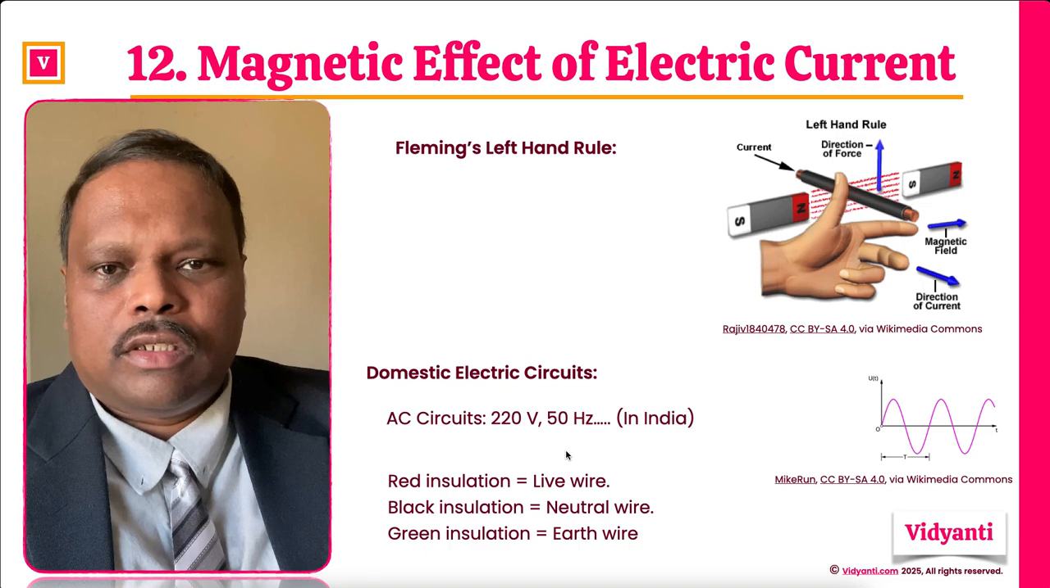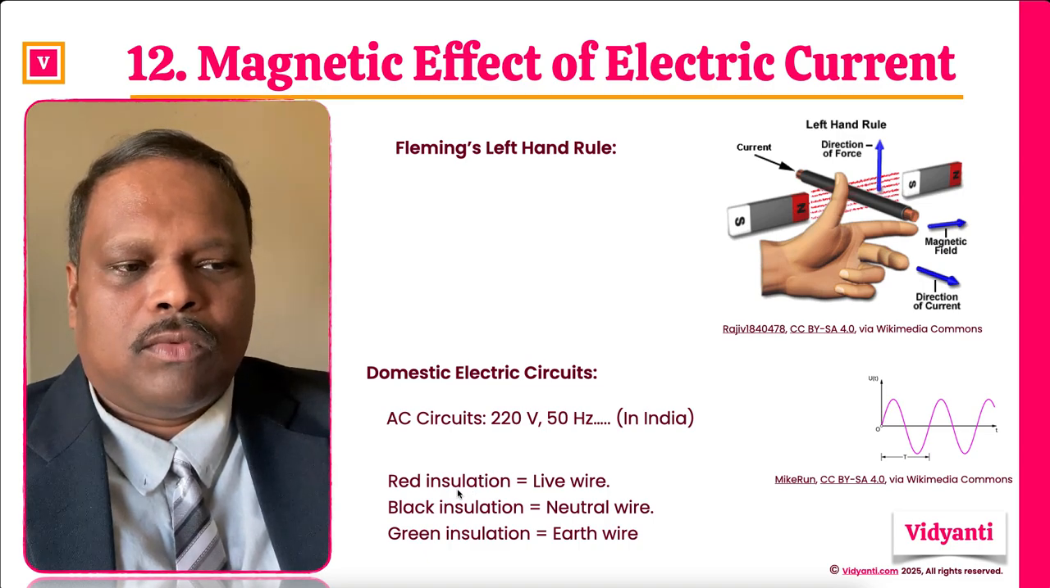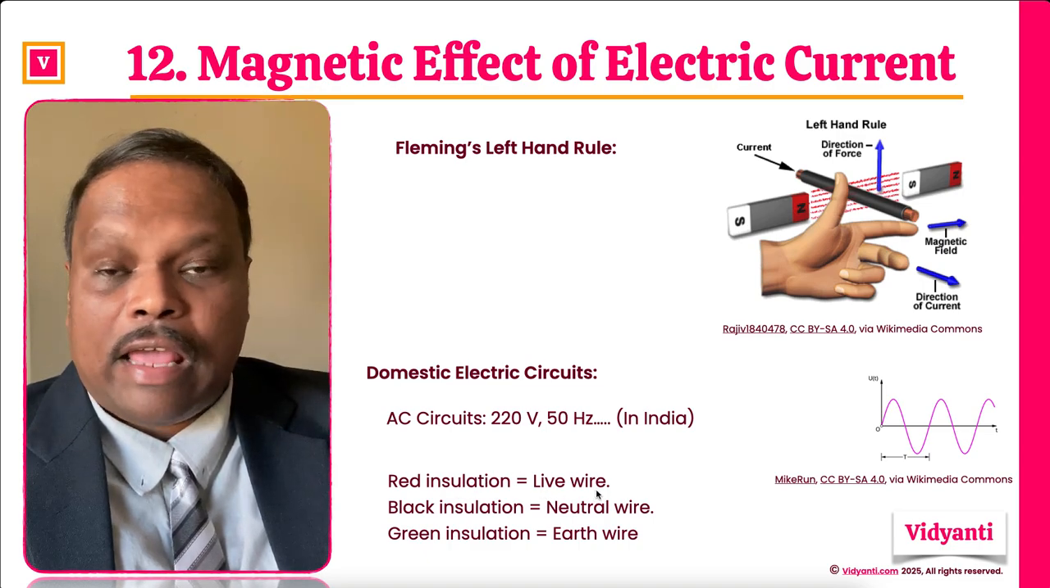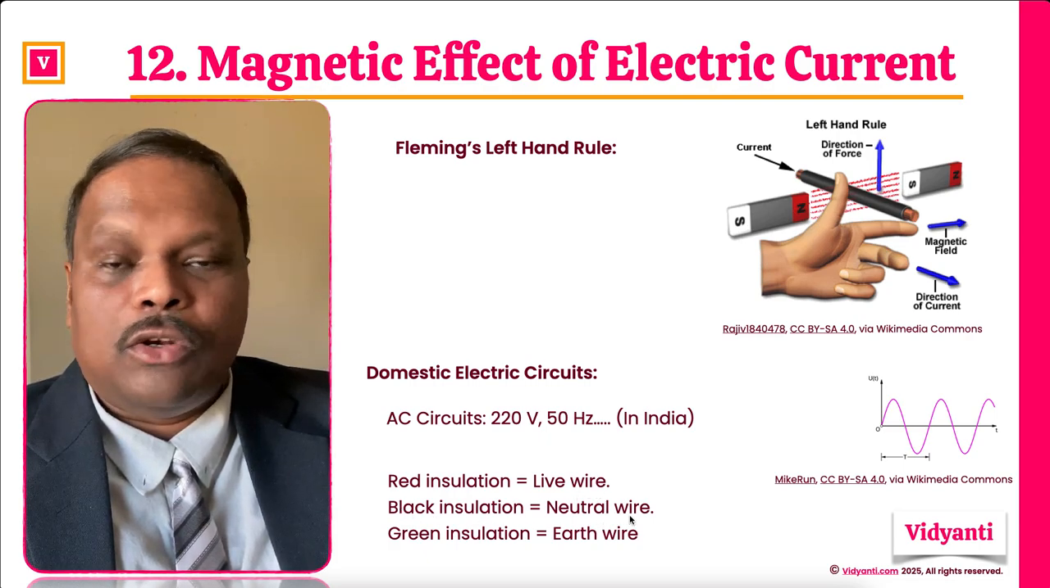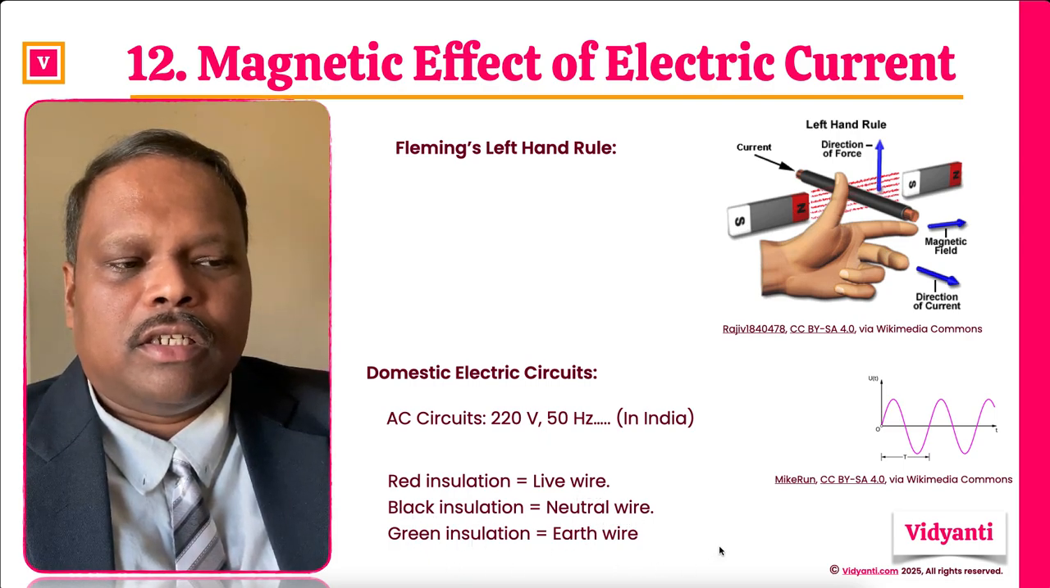We use 3 lines. One is with the red insulation, that's the live wire, equivalent of positive. Black insulation is the neutral wire, and green insulation is the earth wire. Right. So these are the sign conventions and color coding which we follow, at least in India.